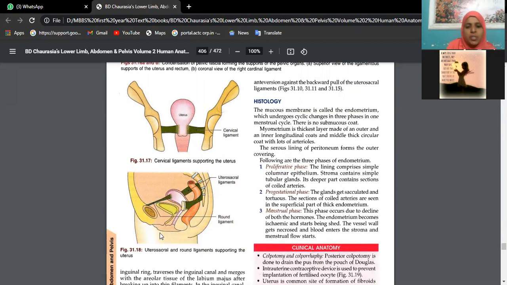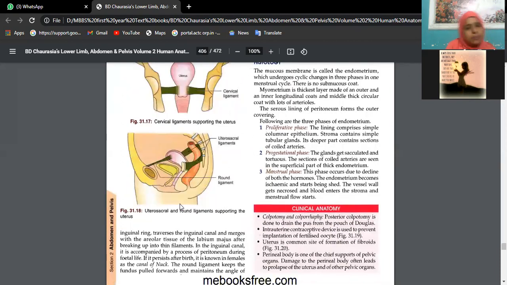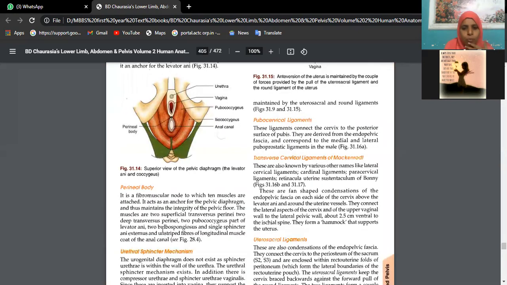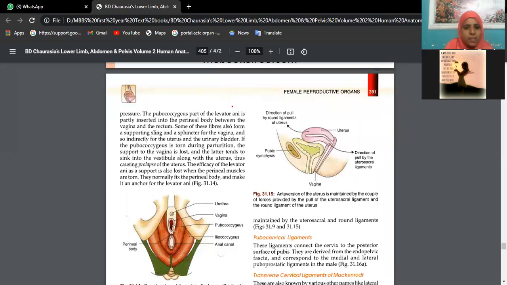You can see the position of all three now. Pubic symphysis, behind this you have the urinary bladder, behind this the uterus, vagina, and rectum, anal canal. This is the transverse section of the female pelvis. So that is all about gross features. These are all actually true supports which will hold the uterus in position, so that prolapse is prevented.